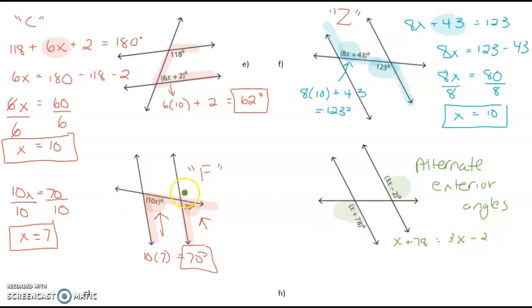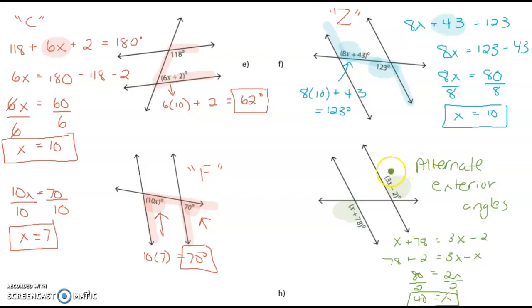And now we collect our like terms. So I'm going to keep my x's on this side. I'm going to bring this positive x over to make it a negative x. And then on the left side, I have 78 plus 2. Well, 78 plus 2 gives me 80. 3x minus x gives me 2x. And then to solve for x, I divide by 2. And then 40 equals x.